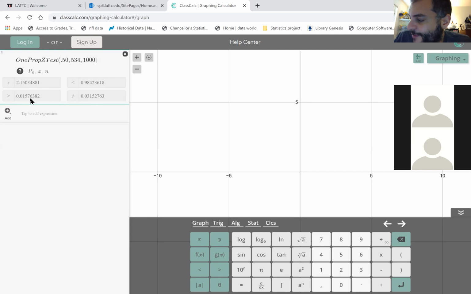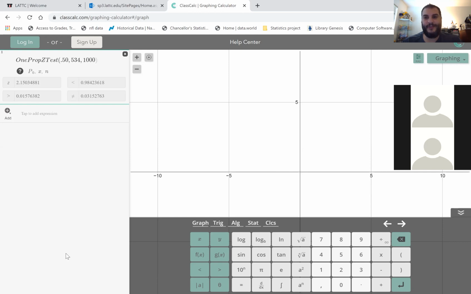So this is our p-value. So we get p-value is equal to 0.0158. Any question while we're using the p-value that says 0.01576? All right, so that's how you get the test statistic, and that's how you get the p-value on ClassCalc. I'm now going to show you how to get the p-value and the test statistic on the TI-83 or 84.